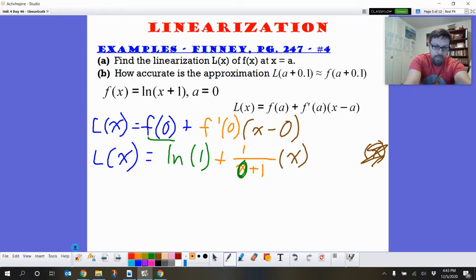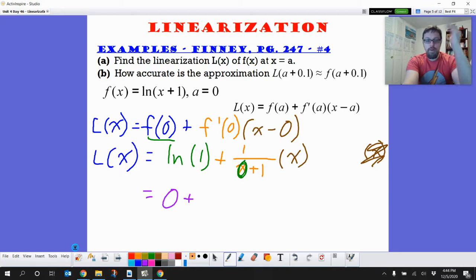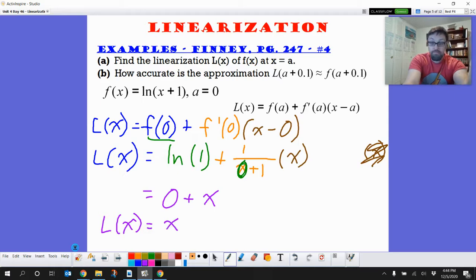Cool. Now let's figure out what some of this stuff is approximating to. The natural log of 1, if you put 1 into a logarithm, you get 0. So the ln of 1 is 0. Plus, we have 1 over 0 plus 1. Well, that's just a 1. So it's just 1x. So L of x equals just x. Neat. So at that point, we're basically turning into a straight line.